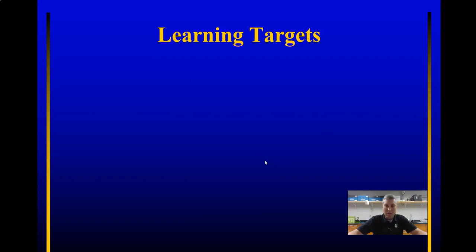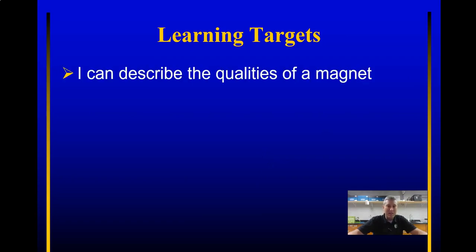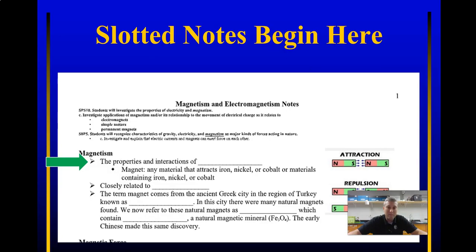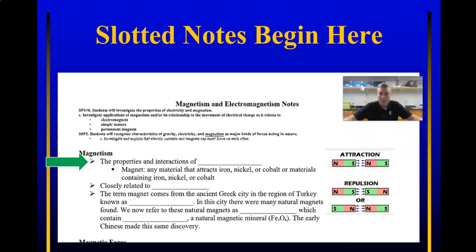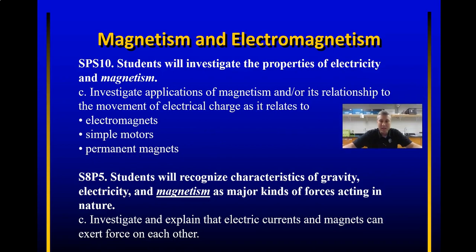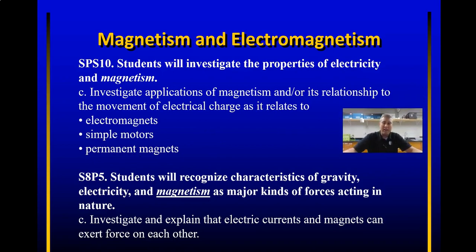Our learning targets for today's presentation will be that you'll be able to describe the qualities of a magnet, identify the poles of a magnet, and explain the magnetic force field surrounding a magnet. Now, we're going to be taking notes, and this is where your slotted notes begin, at the very beginning. Sorry, I have to move myself around because some slides are full and some aren't, but I'll move myself so you can still see me.